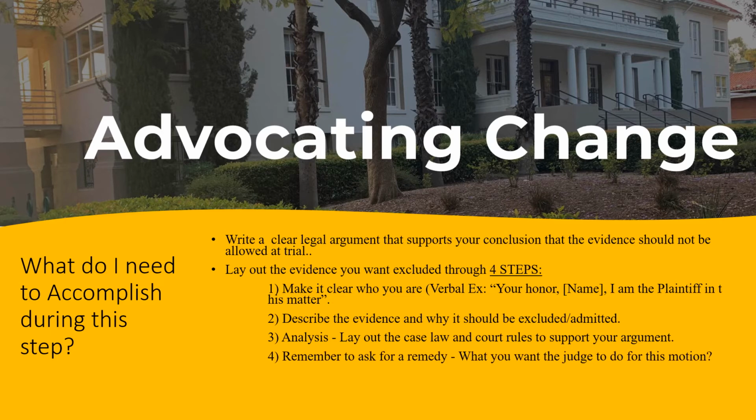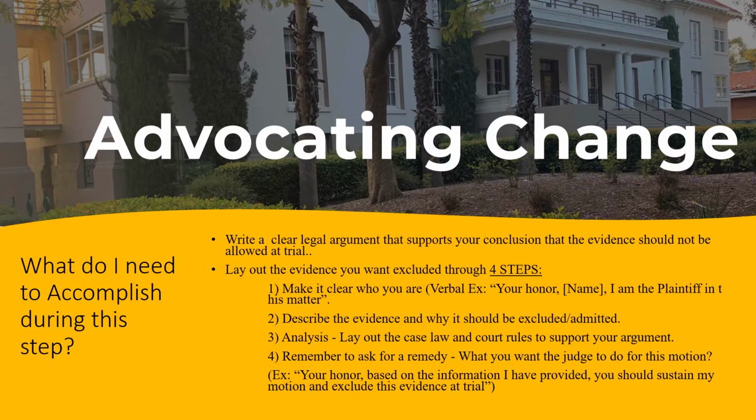Number 2, describe the evidence and why it should be excluded or admitted. Number 3, analyze it. Lay out the case law and court rules to support your argument. Number 4, remember to ask for a remedy. What do you want the judge to do for this motion? For example, if it's a verbal argument, you could say, "Your Honor, based on the information that I provided, you should sustain my motion and exclude the evidence at trial." Your job here is to convince the judge to grant your motion.